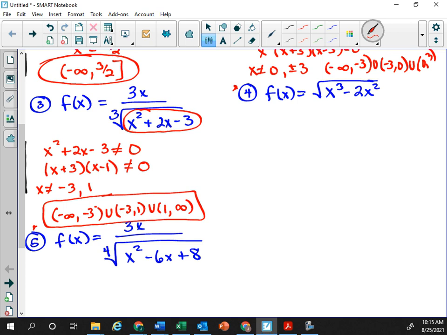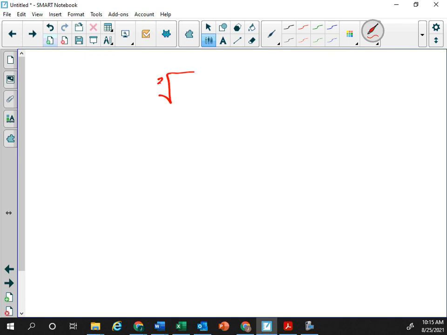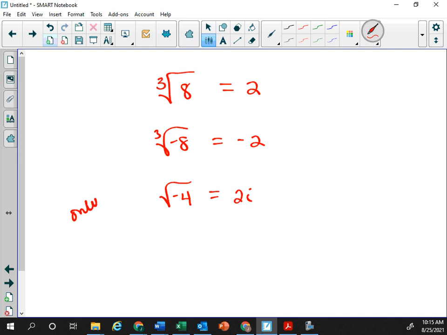Okay, so cubed root of 8, what is that? 2. Okay, what about cubed root of negative 8? Negative 2, actually. But that's okay, right? Whereas if I had said square root of negative 4, you'd go, ooh, 2i? Okay, can't. So the only even roots cause us trouble, okay?